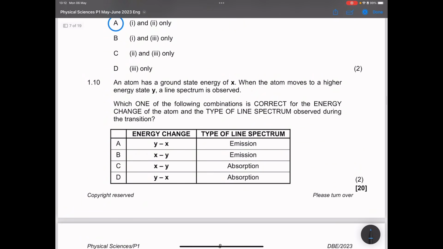And finally, 1.10, they say an atom has a ground state at X.